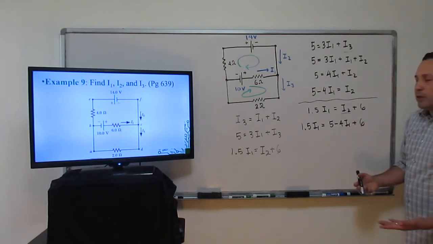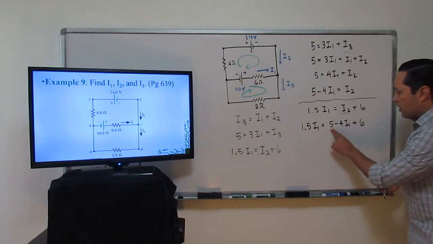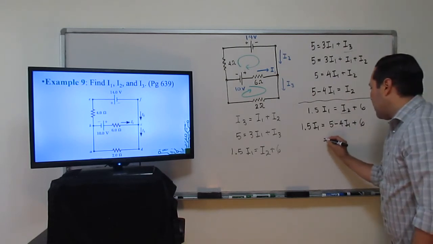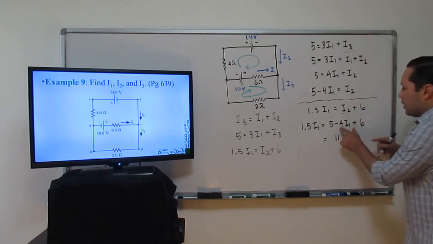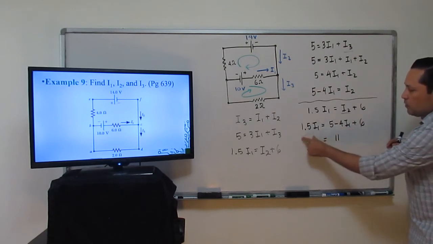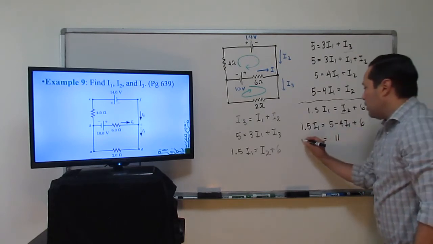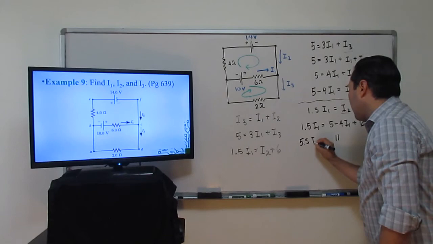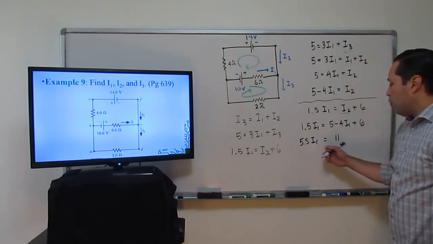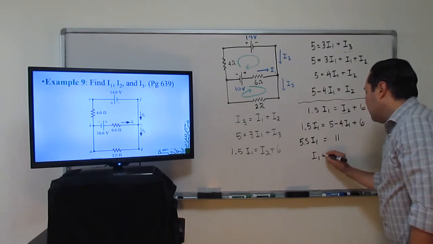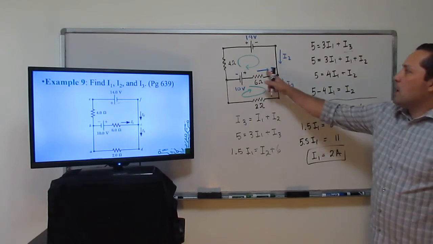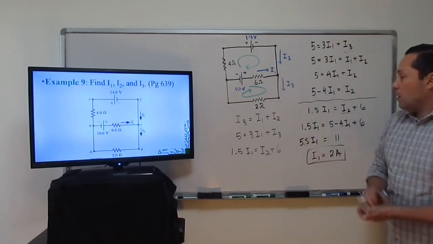All right, let's start combining like terms. I'm going to add the 5 and the 6, put them together. That gives us an 11. And on the other side, I'm going to move the negative 4I1 to the other side, so we add 4 on both sides. So we end up with 5.5 I1. And then our last step, we divide both sides by 5.5. So I1 equals 2 amps. So there we go, we got our first current. I1 is 2 amps. All right, sweet.